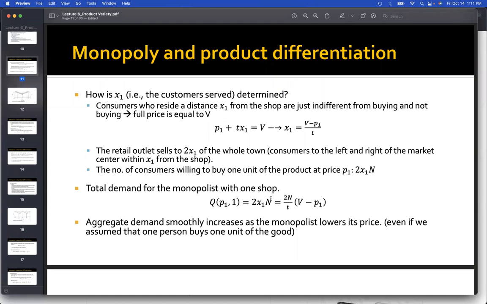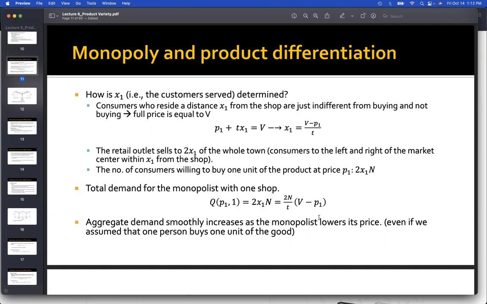Okay. Now, with that said, the total demand for the monopolist was one shop. So that's why you have P1 and 1 here for the 1. That's this one. And if you substitute the indifference condition, it becomes this. And what's interesting about this is that you can see that the demand function here is basically the usual demand function that you might expect, especially in this class, wherein the demand is a linear function of price, and it's negative, of course. Right? And aggregate demand increases as the monopolist lowers its price.